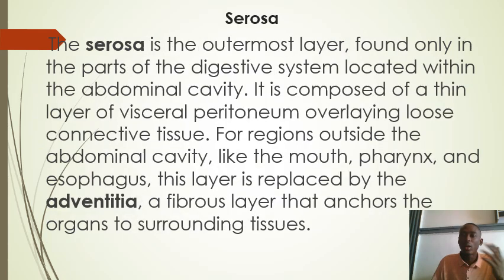The serosa is the outermost layer, found only in the part of the digestive system located within the abdominal cavity. It is composed of a thin layer of visceral peritoneum overlaying loose connective tissue. For regions that are outside the abdominal cavity, like the mouth, the pharynx, and the esophagus, this layer is replaced by the adventitia, which is a fibrous layer that anchors the organs to surrounding tissues.